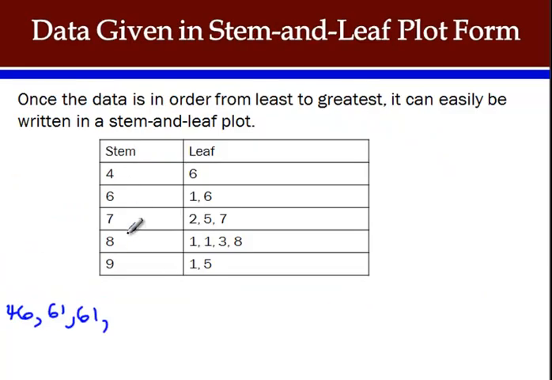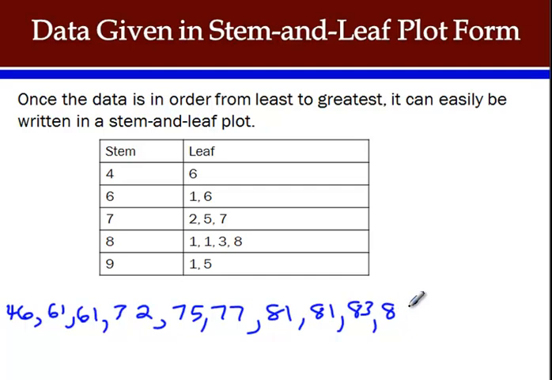And then I can continue and see that I have 72, 75, 77, 81, 81, just like before, the 81s are repeated, 83, 88, 91, and 95. So in a stem and leaf plot, the stem's going to be the first number, the leaf is going to be the second number.